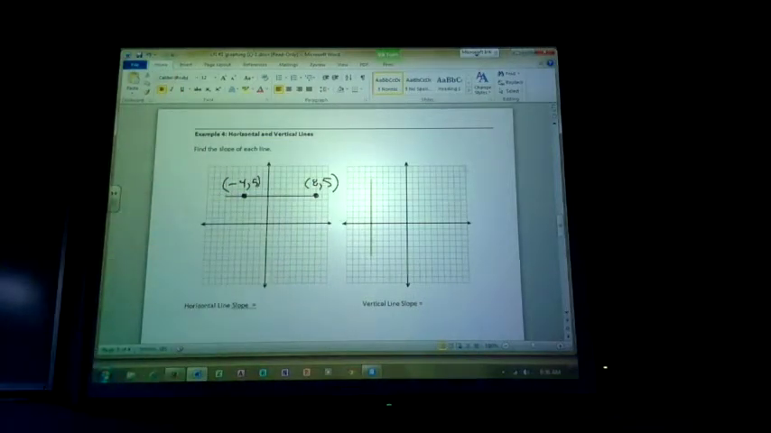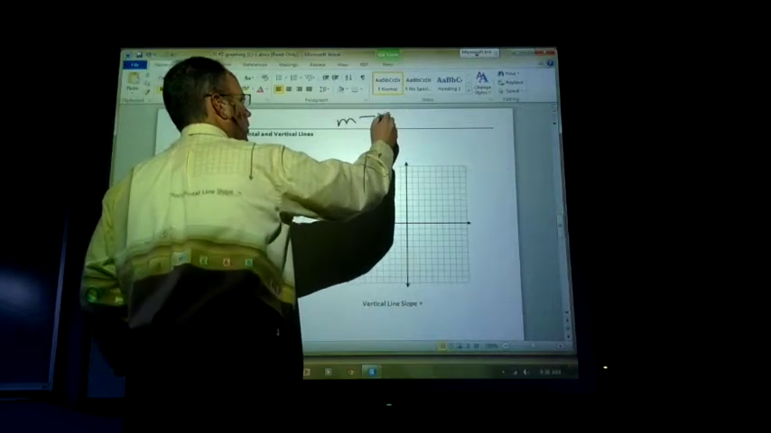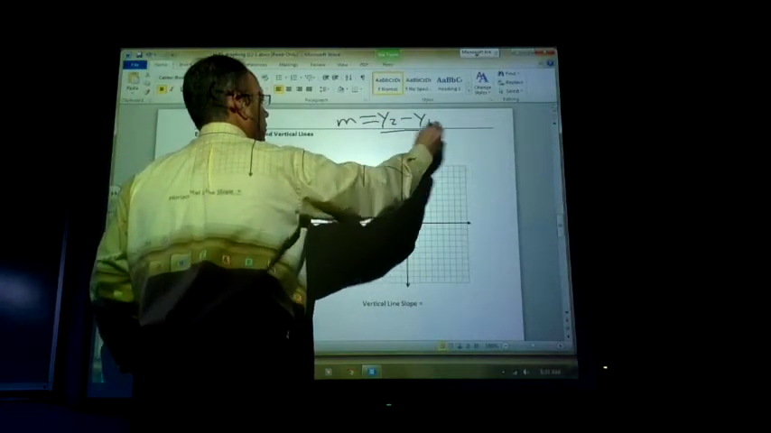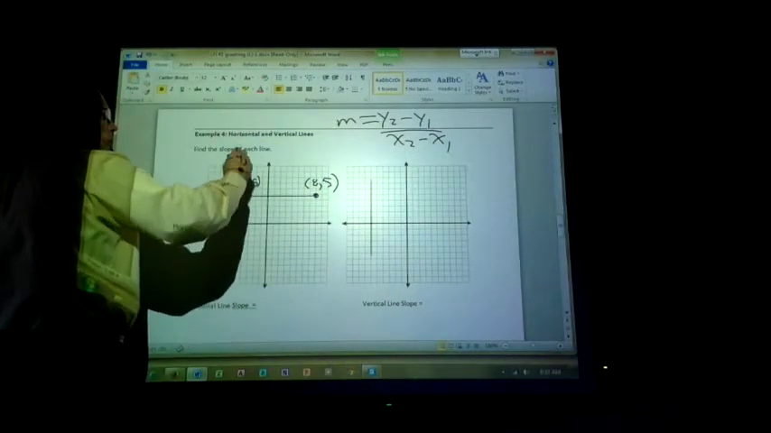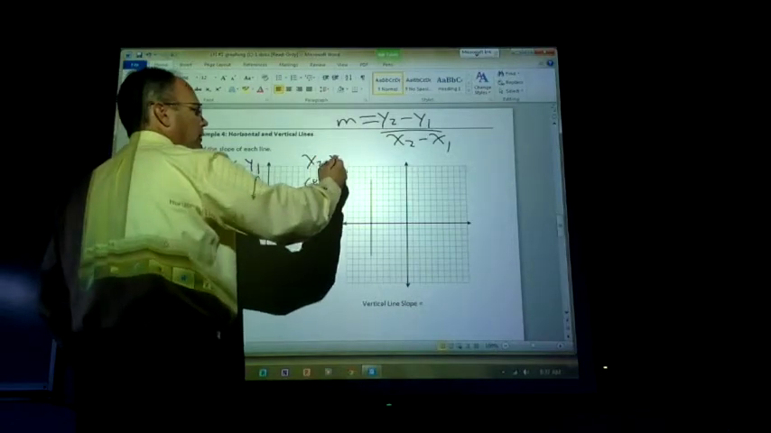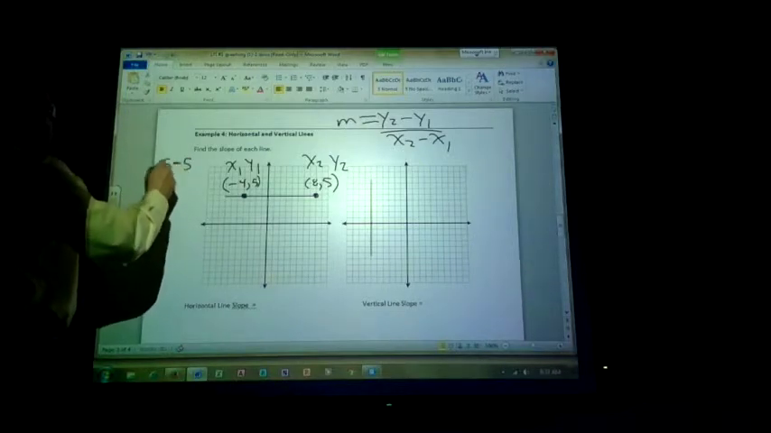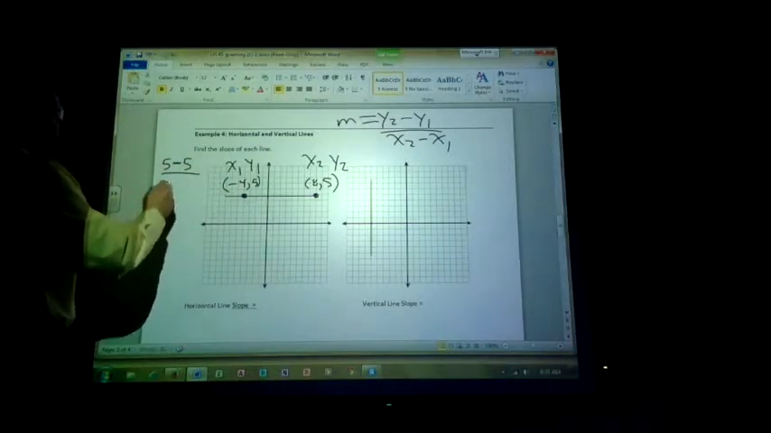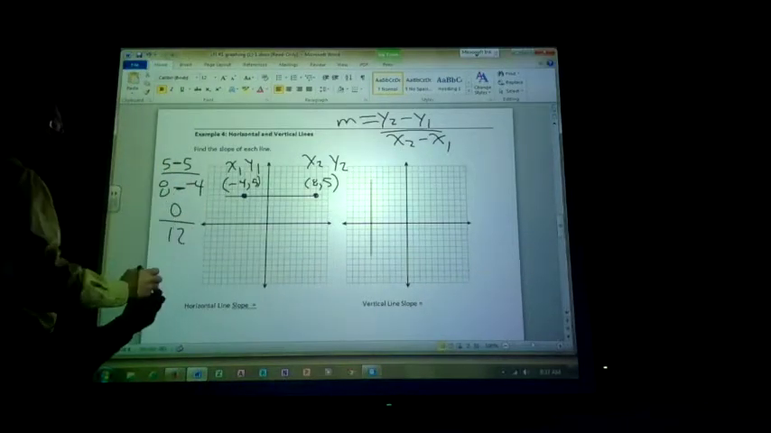What do you notice is the same up there? Which parts? They both have 5, and the 5 is in what part? The y. Okay, so again, the slope equation is this. I'm going to label these, and I just picked those 2 points. I have x1 and y1. I have x2 and y2. And let's plug those in. So I'm going to get 5 minus 5 over 8 minus negative 4. So 5 minus 5 is 0 over 12. What's 0 over 12?